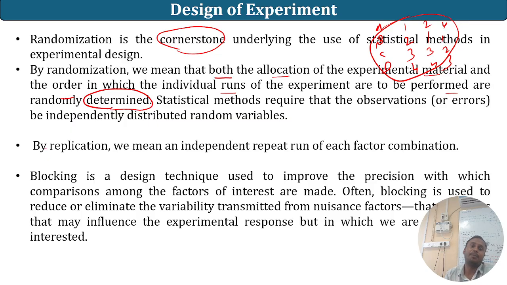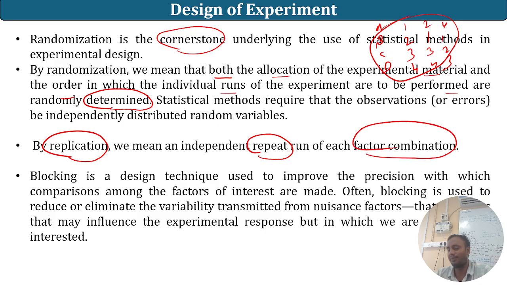Then by replication we mean the independent repeat run of each factor combination, something we repeat again and again. Then we have blocking. Blocking improves the precision with which comparisons of the factors are made. Blocking is used to reduce or eliminate the variability transmitted from nuisance factors. A nuisance factor is something uncontrollable.